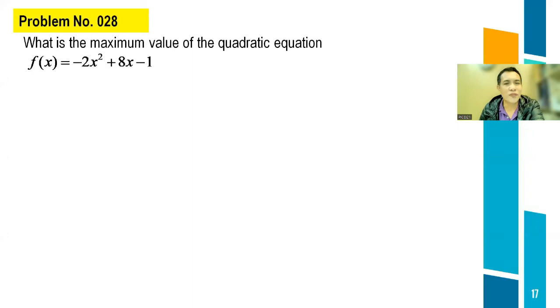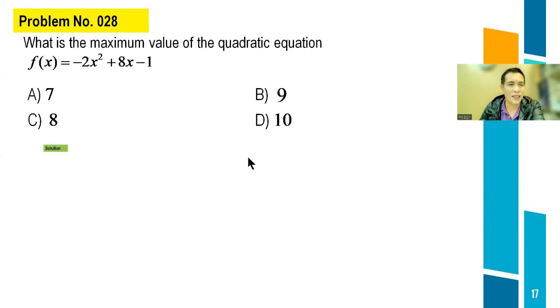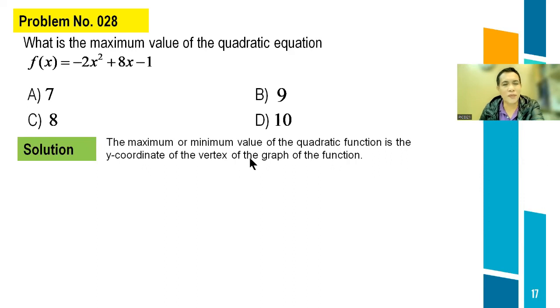What is the maximum value of the quadratic equation f of x is equal to negative 2x squared plus 8x minus 1? For the choices, A 7, B 9, C 8, D 10. For the solution, the maximum or minimum value of the quadratic function is the y-coordinate of the vertex of the graph of the quadratic function. So if we want the maximum value of the quadratic function, we get first the vertex of the quadratic function.